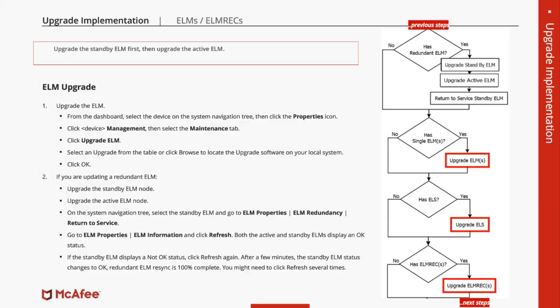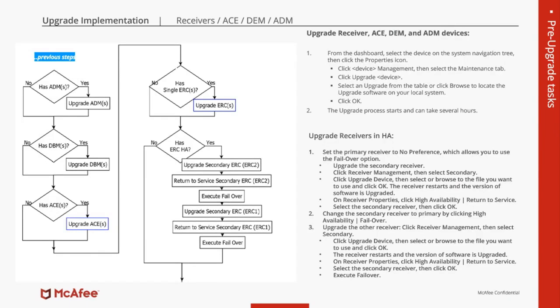So lastly, we're going to go ahead and upgrade the rest of our devices. Any ADM, DBM, ACEs, or single receivers, you're going to go into their management and then the maintenance tab, and then click on upgrade that specific device, and then browse to the file. Do keep in mind also that this process can take several hours, depending on whether your device has a large amount of data on it. So it's a good idea not to panic if it doesn't come back up right away.